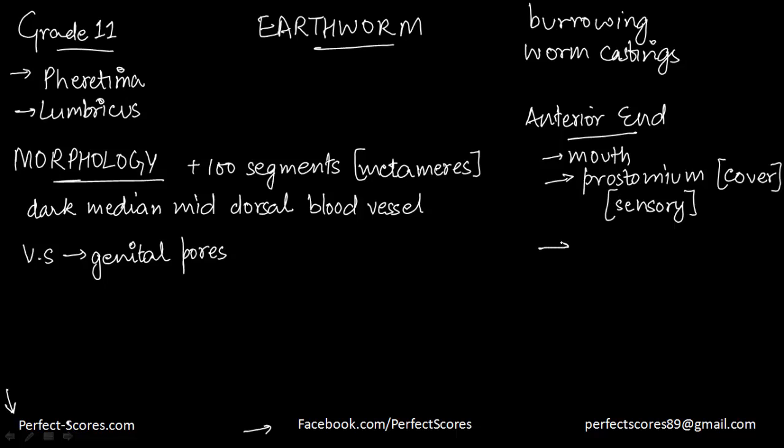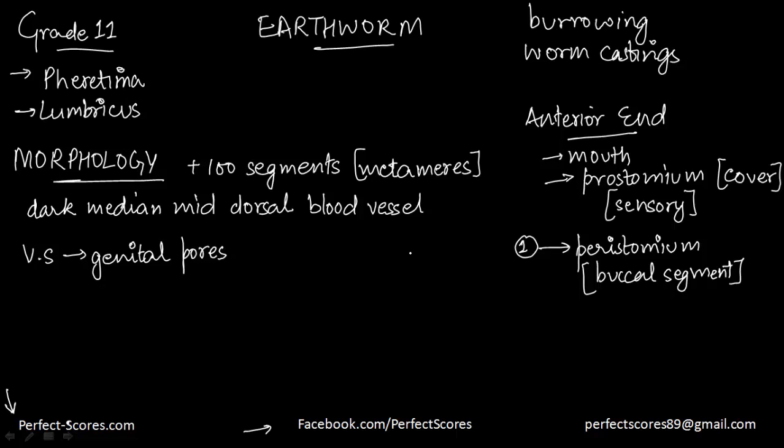And the next part is the first body segment, that is segment number 1, which is known as peristomium. So the peristomium is also known as the buccal segment. So that is segment number 1 in the earthworm.